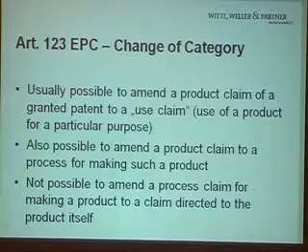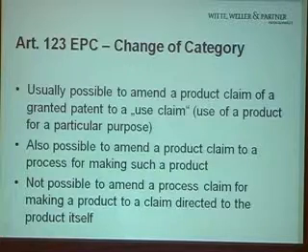Now I want to talk a little bit about amendments that are allowed before the EPO without violating Article 123 EPC. So this is a change of category. This refers to application proceedings as well as, in some cases, also to opposition proceedings once the patent is granted already. Usually it's possible to amend a product claim of a granted patent to a use claim, use of a product for a particular purpose.